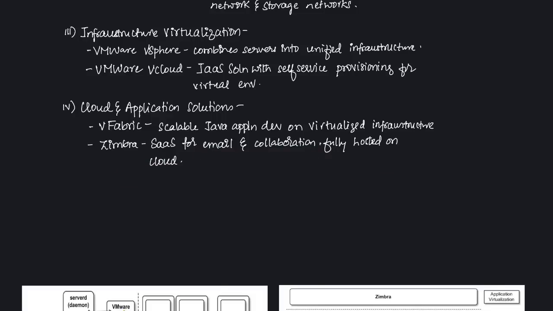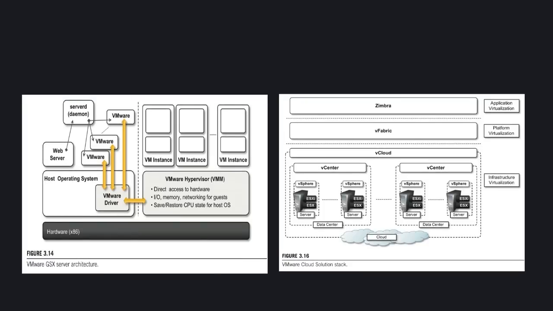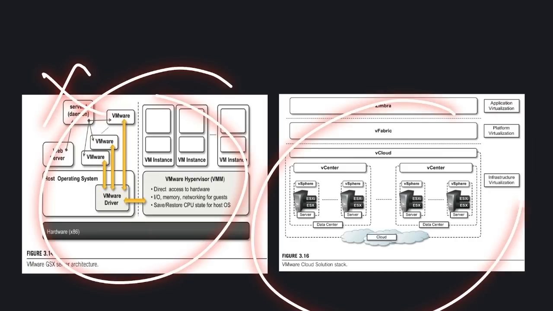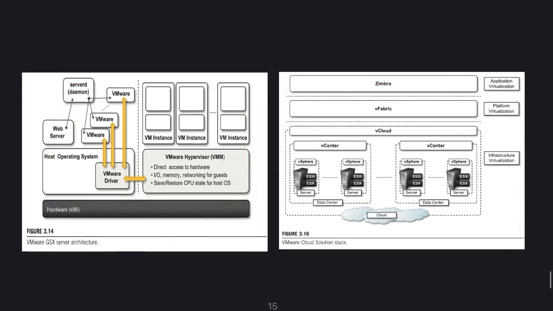Next, moving on further, we have figures 13.14 and 13.16. 13.14 is about the VMware GSX Server architecture. This is not that important. And here also the VMware Cloud Solution Stack is also not that important. You can neglect these two figures.